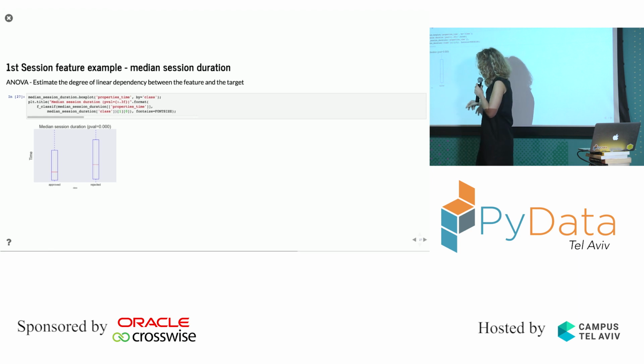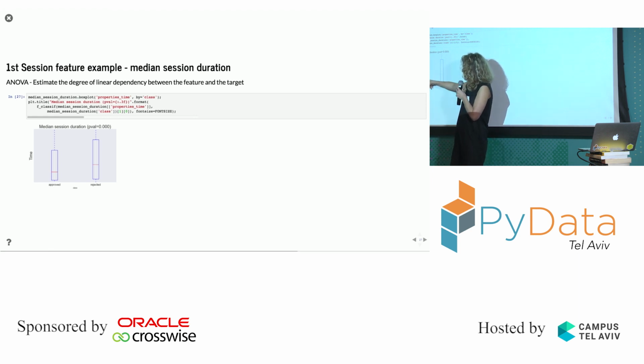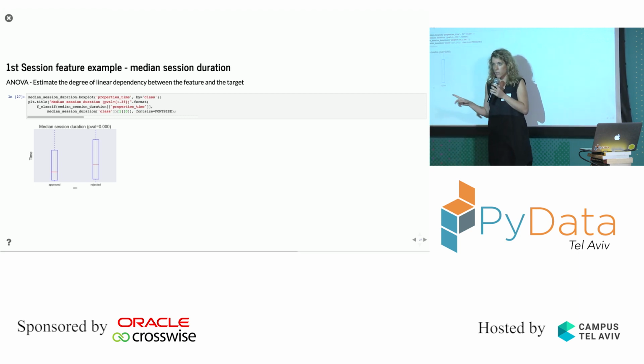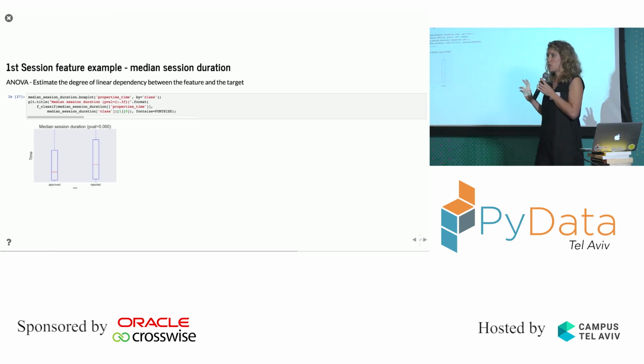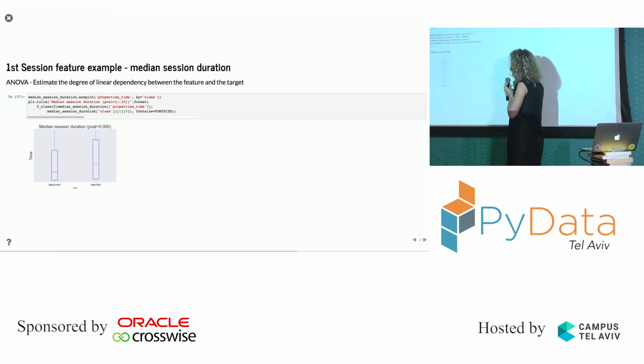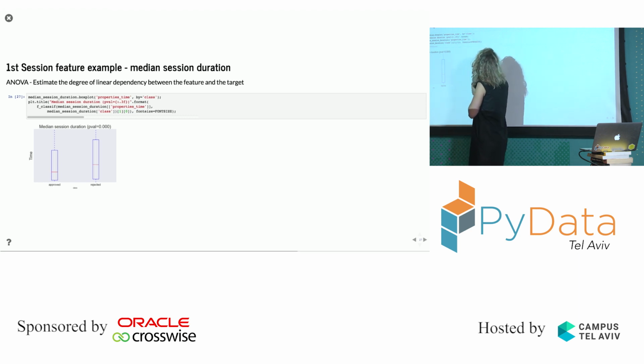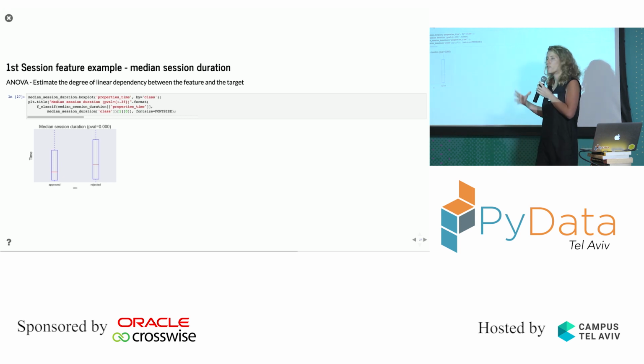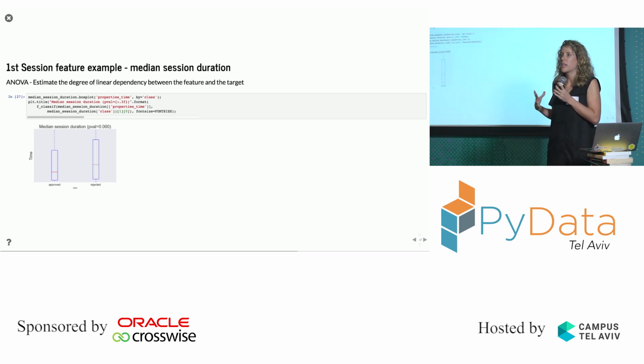This is the box plot. And what you can see here is the box plot of the median session duration of the approved users and for the rejected users. This is the time. And I also ran an F-test, ANOVA, which detects whether two distributions are different from each other, or the degree of linear dependency between the feature and the target. These are two ways of saying the same thing. And what you can see here is that there is a significant difference between the approved and the rejected users. So actually, the median session duration for rejected users is usually larger.